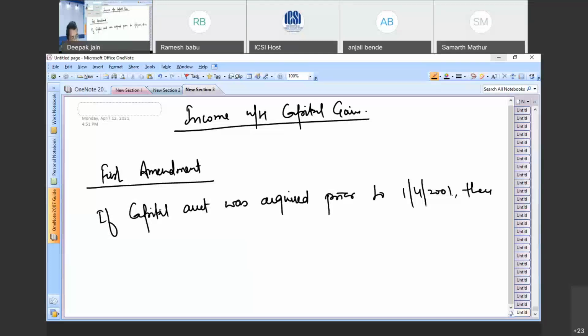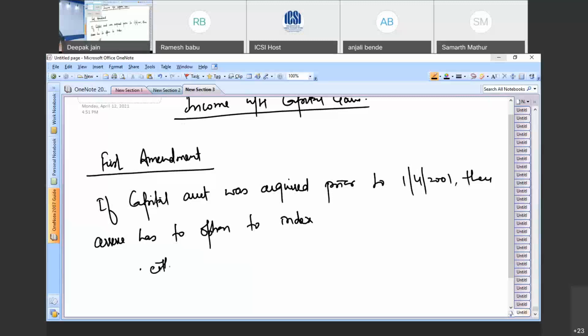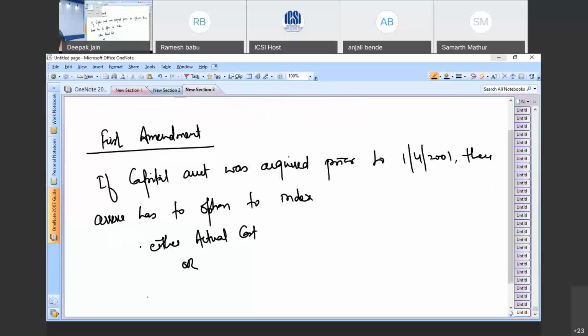Anyone? Then the assessee has the option to index either the actual cost or the fair market value as on 1st April 2001. If a capital asset was acquired prior to 1st April 2001, then the assessee has the option to index either actual cost or fair market value as on 1st April 2001.